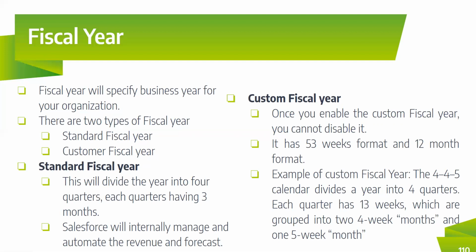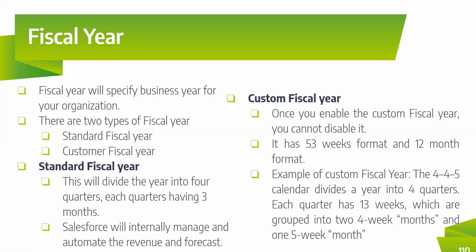Whereas coming to custom fiscal year, we are going to do everything, right? Once you enable the custom fiscal year, you cannot disable it. Once you enable it, you are not able to disable it. It is not possible. It has 53 weeks here, week format and 12 months format, right?